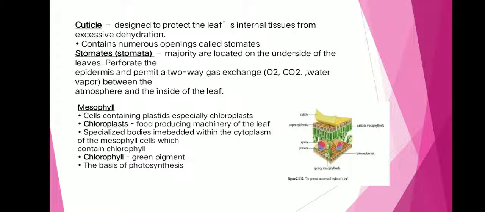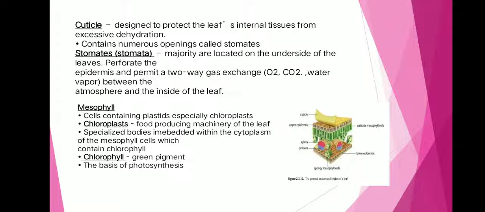Stomates or stomata, the majority are located on the underside of the leaves, perforate the epidermis, and permit a two-way gas exchange, of O2, CO2, and water vapor, between the atmosphere and the inside of the leaf. A stomate is a pore found in the epidermis of leaves that controls the rate of gas exchange.